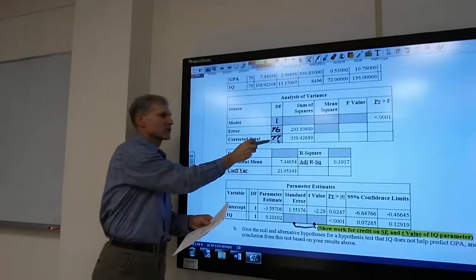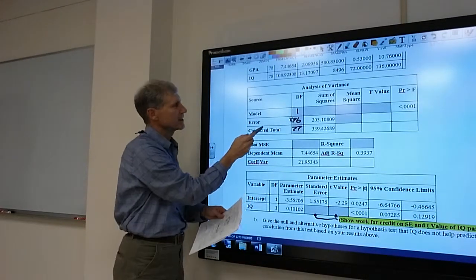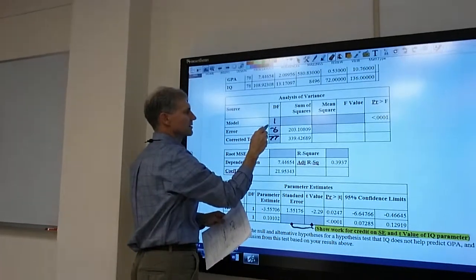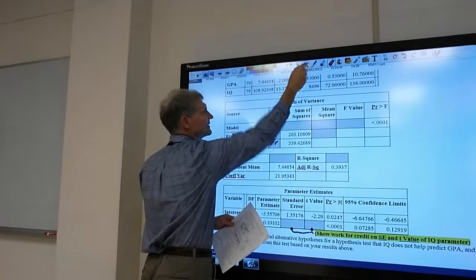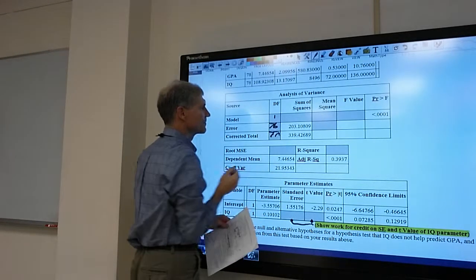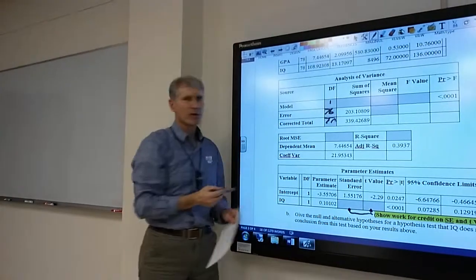Total degrees of freedom is always 1 less than the sample size, and error is always 2 less than the sample size, as long as you have only one x variable in there. So 76, 77. Okay. And then how do you get the model sum of squares?